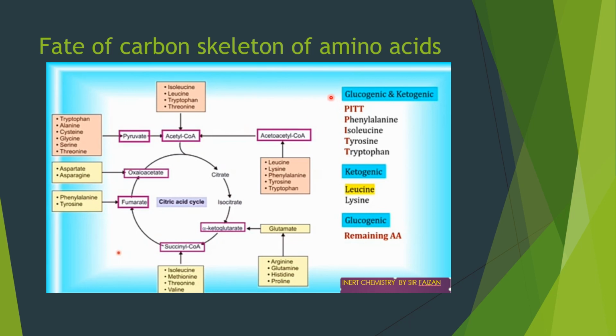But there are certain amino acids that are both glucogenic as well as ketogenic. This means that their carbon skeleton is used to make either glucose or ketone bodies. These include PIT. PIT stands for phenylalanine, isoleucine, tyrosine and tryptophan.